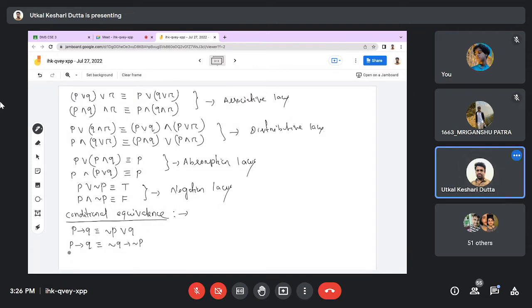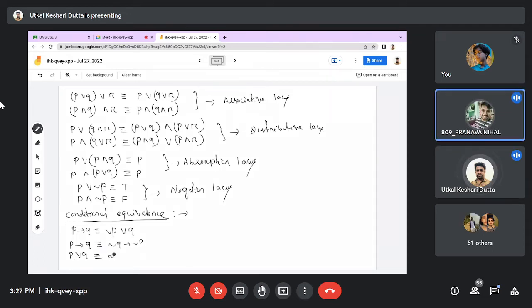Okay. Then from this, just tell me what will be P disjunction Q. Just see the first statement: P conditional Q is equivalent to negation P disjunction Q. I am asking, P disjunction Q will be equivalent to what? Instead of negation P, it is P. So negation of negation P, that is P. So that will be negation P implication Q.